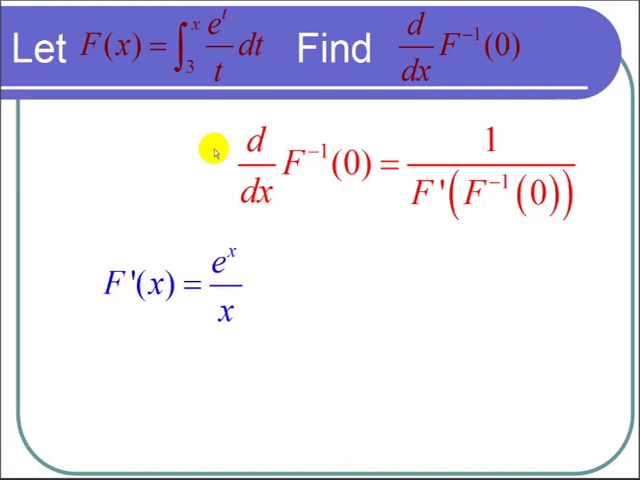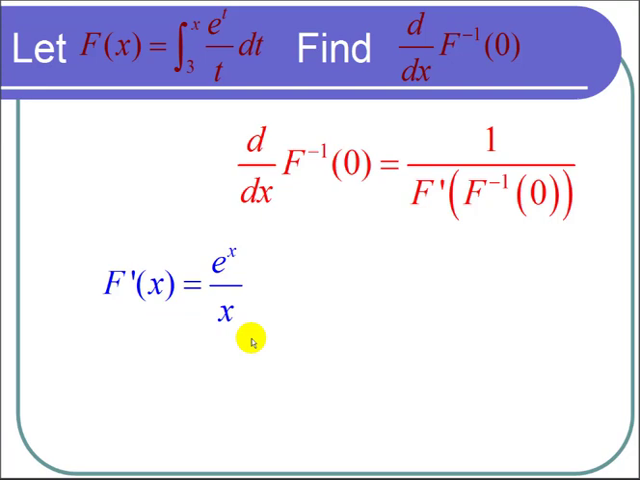For the derivative, we can use the second fundamental theorem of calculus. F of x is an integral from a number to x of an integrand. So the derivative is just plugging in x into that integrand. Or in other words, f prime of x is equal to e to the x divided by x.